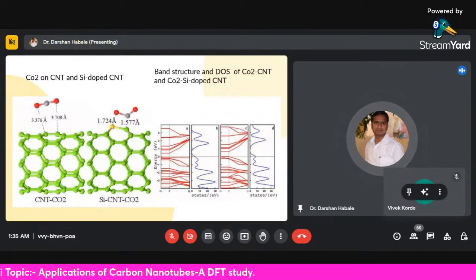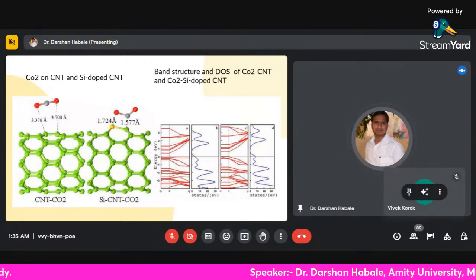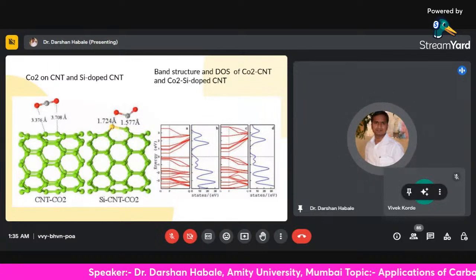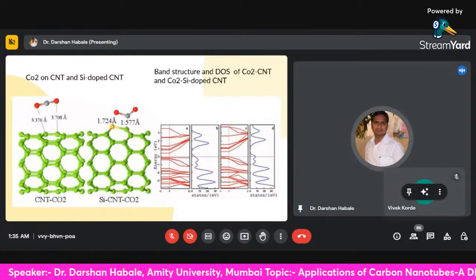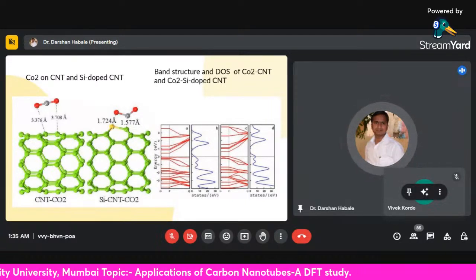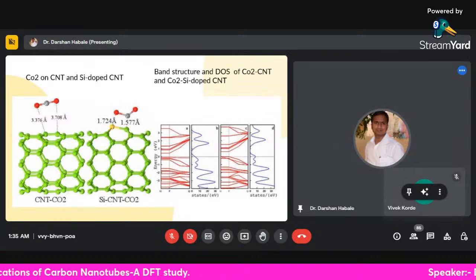Let's move to the other CO2 molecule. The first diagram is CO2 adsorbed on a carbon nanotube, but we can check the bond length is very high, 3.3 and 3.7. So it is not easily adsorbed on pure CNT. But if you try to adsorb it on a silicon-doped carbon nanotube, then it easily attaches. You can check the bond length, 1.7 and 1.5.